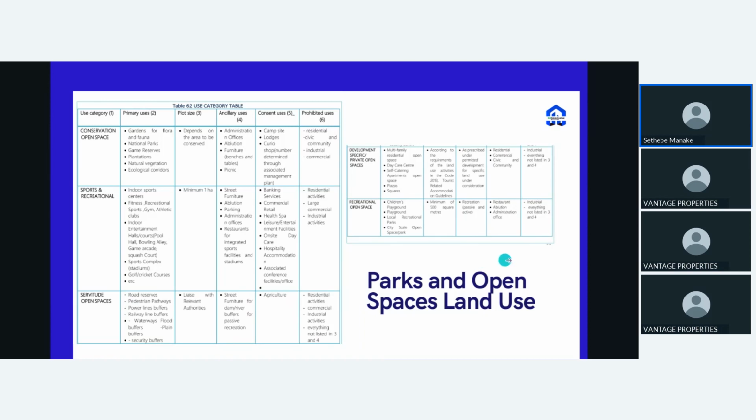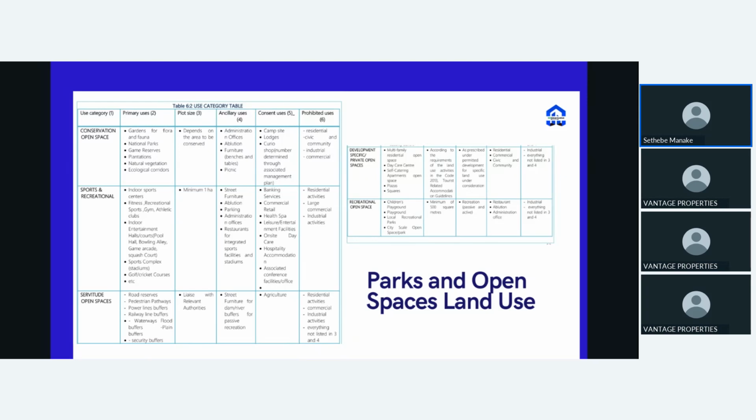In a park, as we have seen, you are allowed to ask for permission to have a restaurant, ablution facilities, or administration offices for that park. Not allowed in that area are industrial uses, and everything that's not listed in that category.